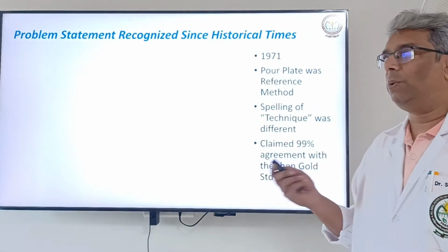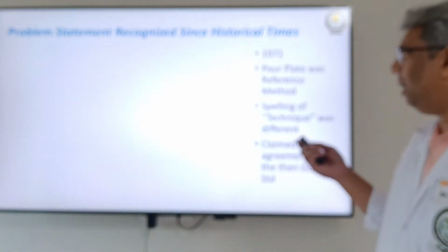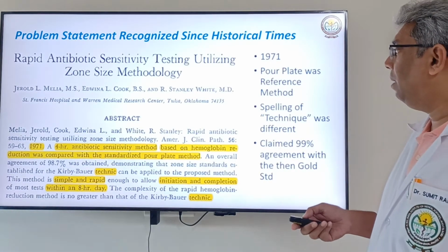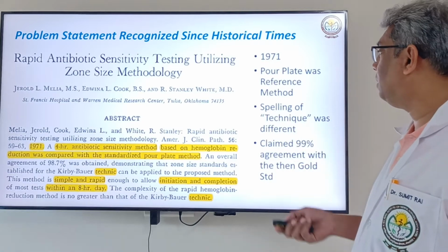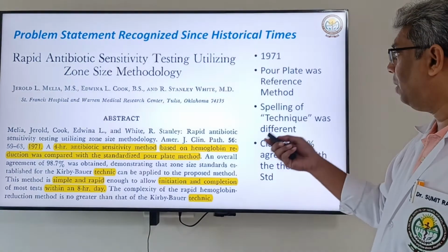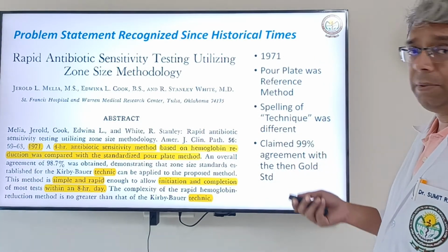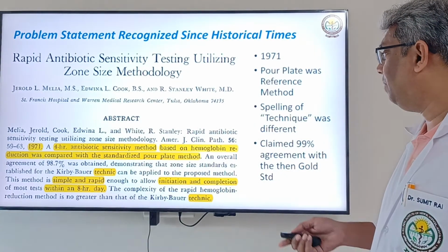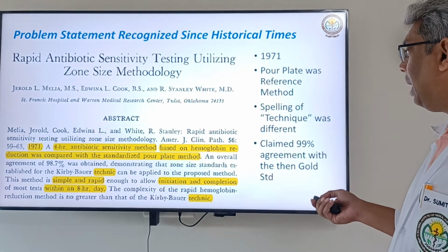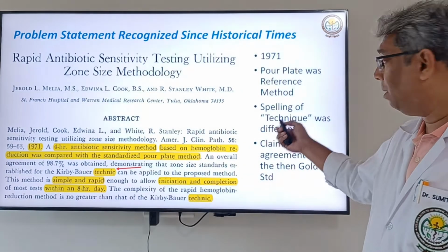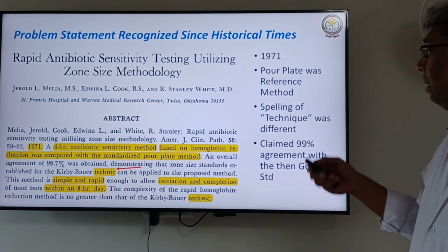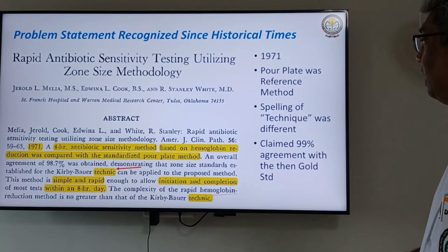Now this is not a new thing. This problem has been there since ages, and people have tried to find some solution to have a rapid AST testing method. This was just a few years after Kirby and Bauer published their paper in the American Journal of Pathology, and this particular method was also one of the established methods for rapid AST, where they attempted to get the zone within 8 hours or so. That time they probably didn't even have the proper technique. They claimed to have 99% agreement with the gold standard. Then the gold standard, broth microdilution, was not even the gold standard at that time.